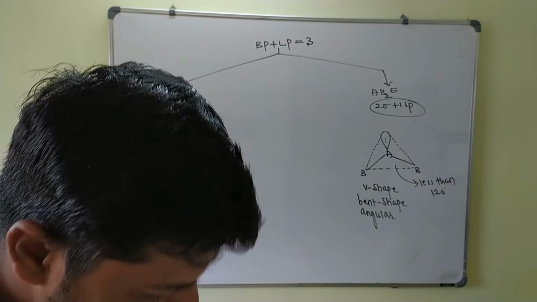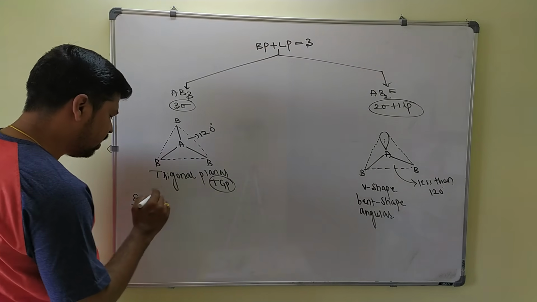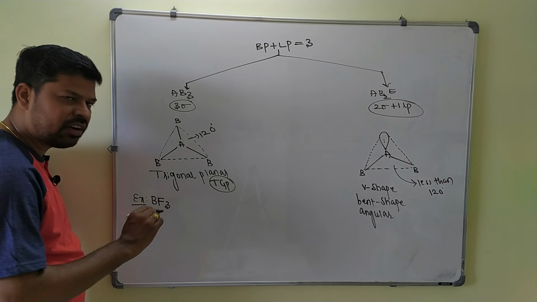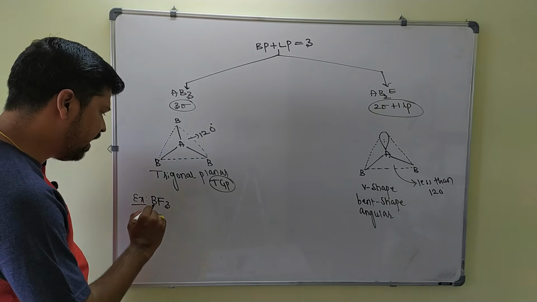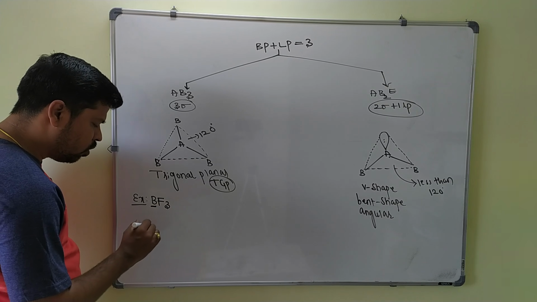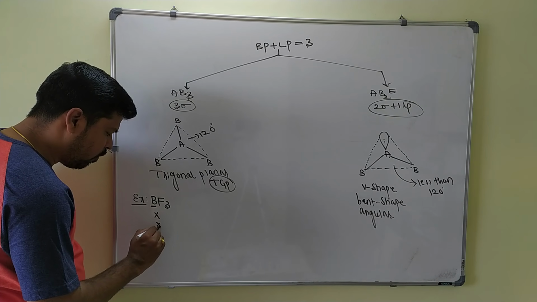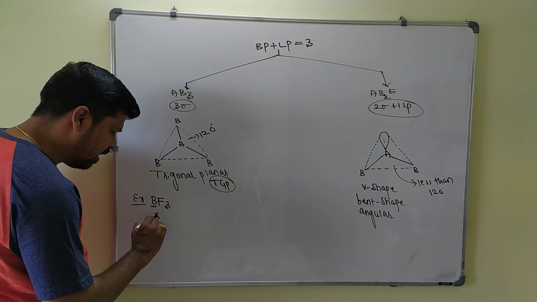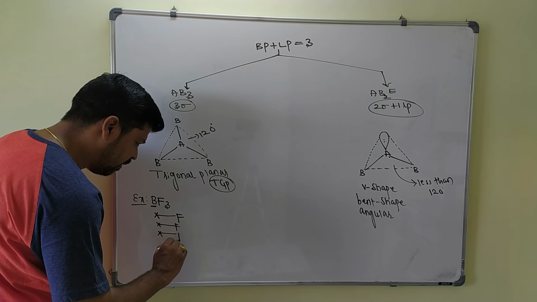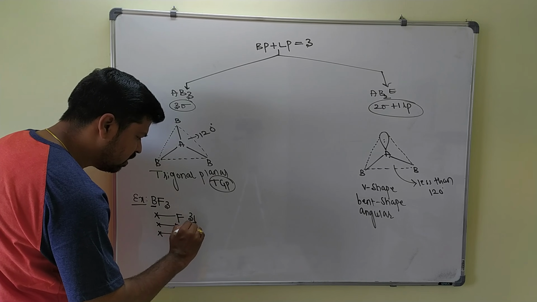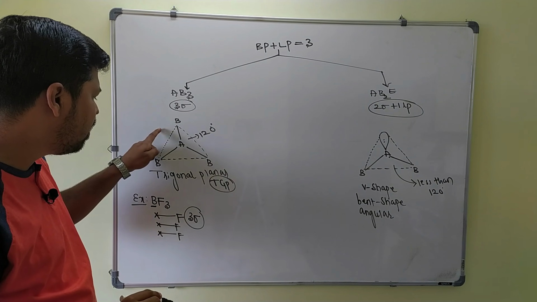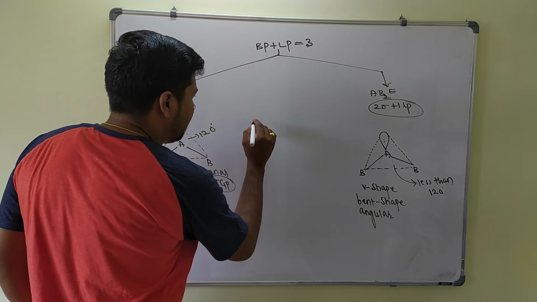For this type of example, I'll write BF3. Any molecule is given to you. How to calculate the bond pair and lone pair of electrons? Identify the central atom here. Central atom is boron. Boron belongs to group 3, so the number of valence electrons will be 3. Each fluorine forms 1 bond with the boron atom. That's why 3 sigma bonds are formed here. If the molecule has 3 sigma bonds, then the shape of the molecule is trigonal planar.